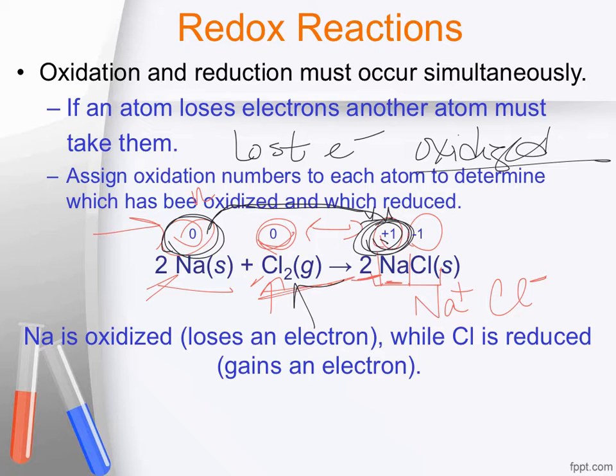And if something's been oxidized, there's got to be another element that's been reduced. And in this case, it's chlorine. Chlorine has gone from 0 to -1, so it has gained an electron. Gain electron, reduced.